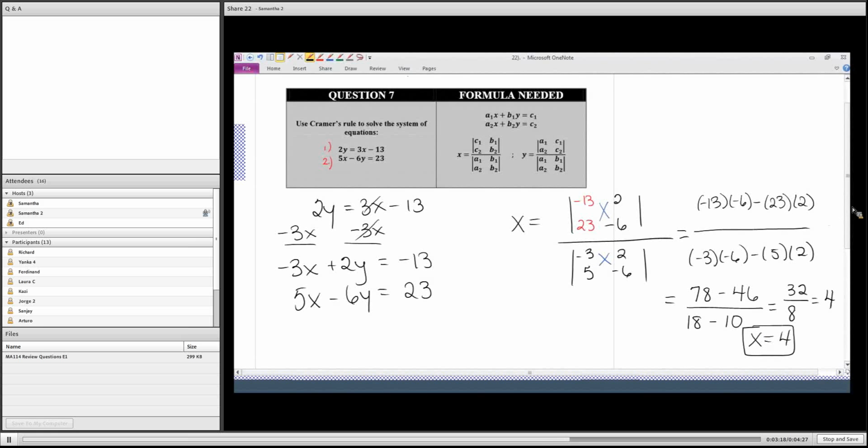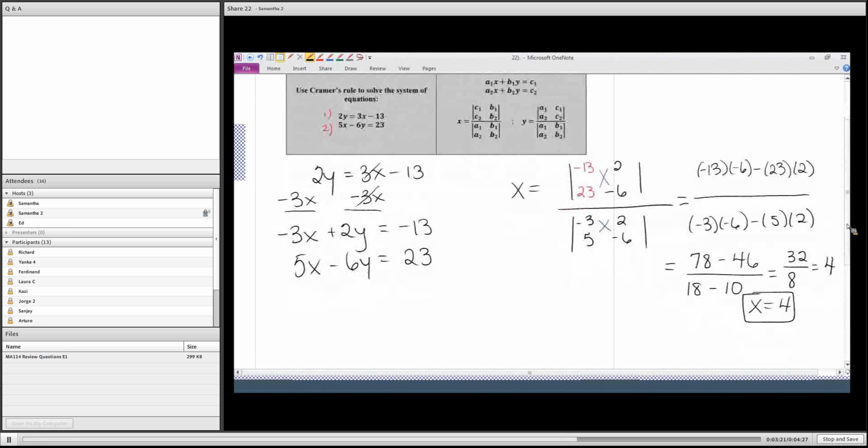And just like before, since we know what x is, we can substitute into one of the equations to find y. It doesn't matter which one you substitute into. I'm just going to put it into the first one. So let me write out the equation. 2y is equal to 3x minus 13. We know x is 4. And we're going to have 2y is equal to 3 times 4, which is 12, minus 13.